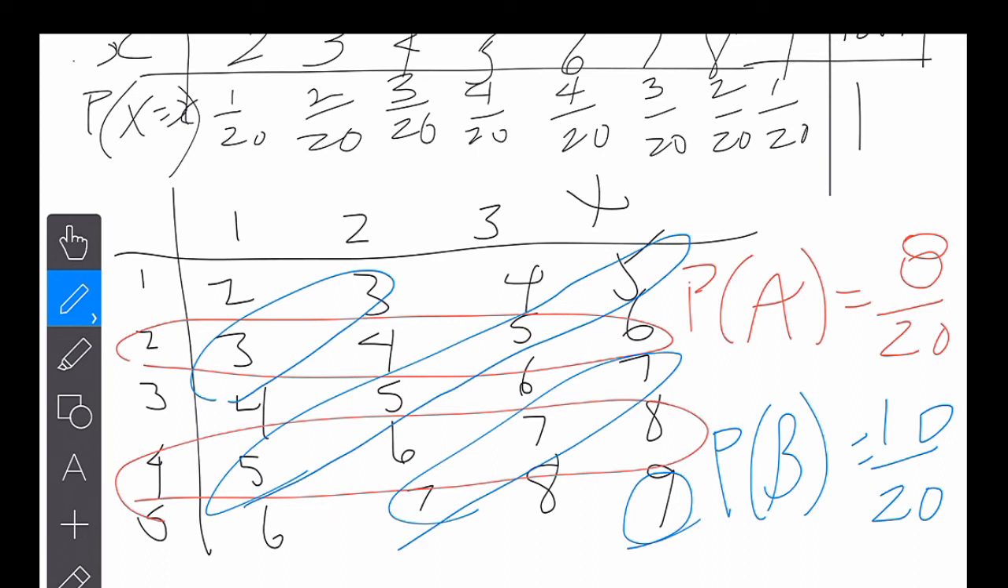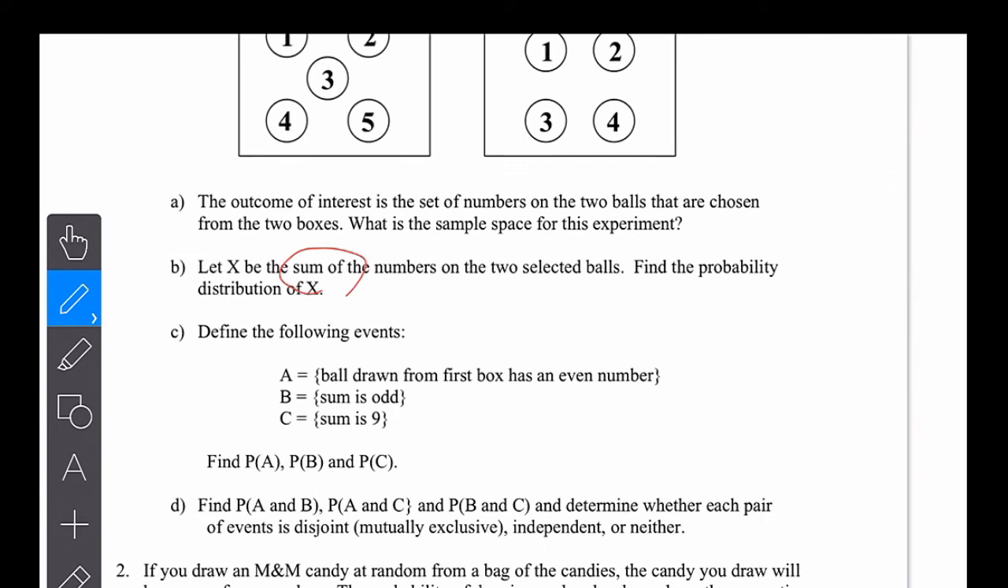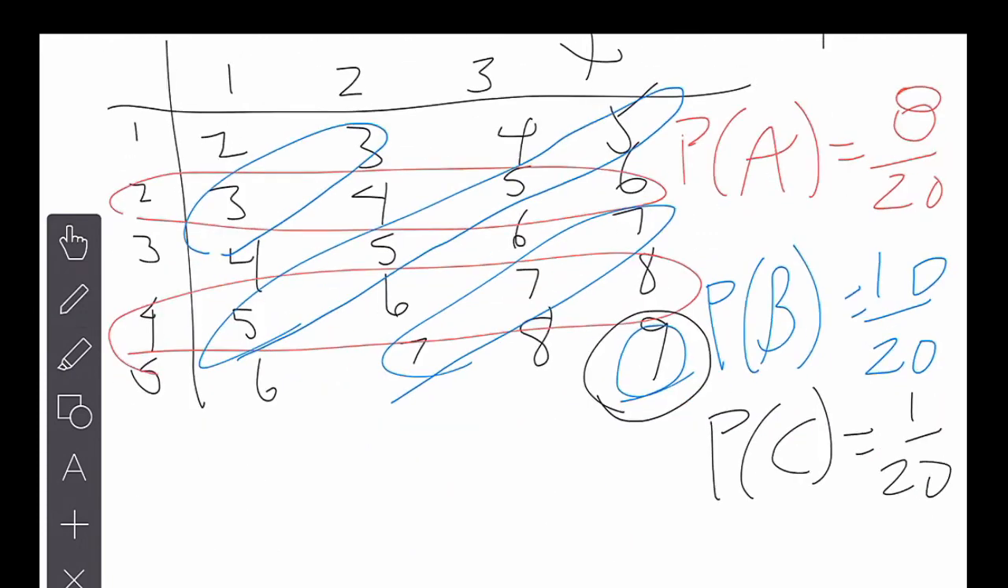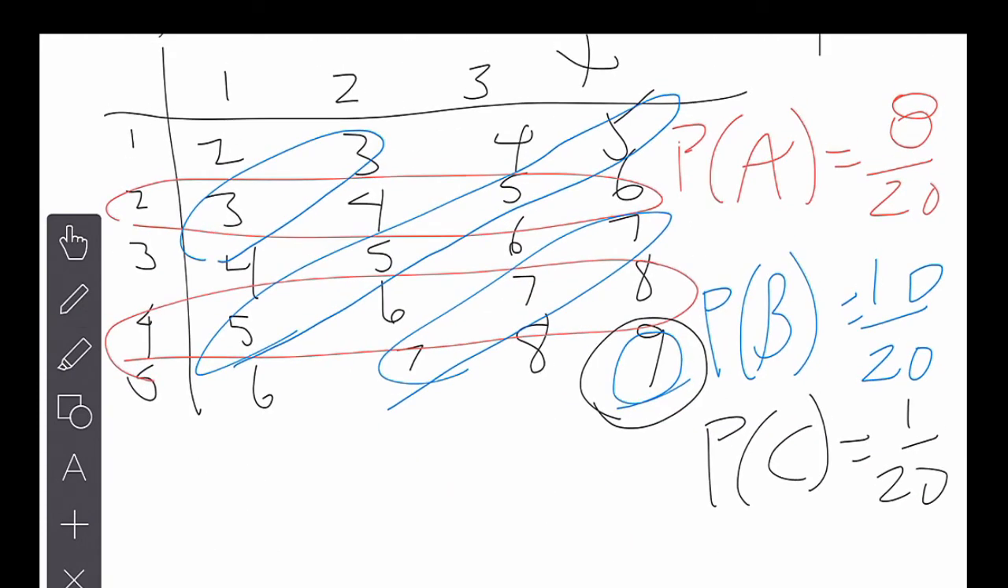Let me verify that going back. Sum is 9. What's the chance of that? Well, I see that outcome here. And let's put it in black. So the probability of C is just 1/20, because it's one possible outcome. Okay, so distinguishing between simple events and compound events. There you go.